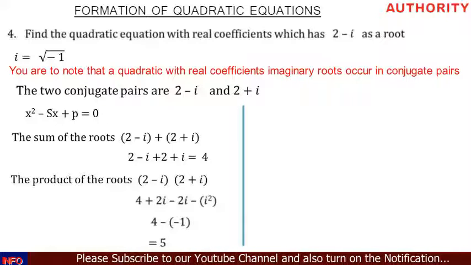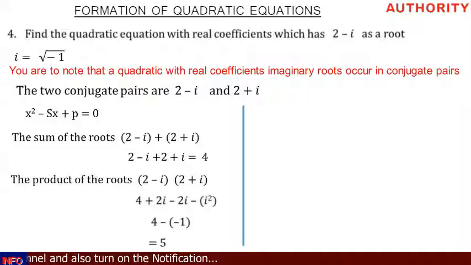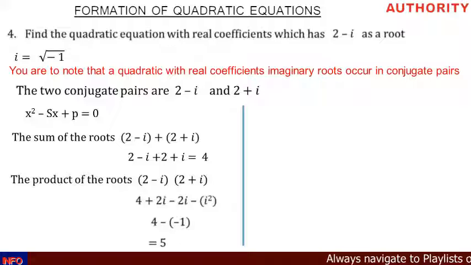So you know that i squared is the same as minus 1. So we have plus 2i minus 2i equal to 0. Then we have minus i squared, and i squared is the same as minus 1. So we have 4 minus in bracket minus 1. So minus times minus 1 gives us plus 1. So 4 plus 1 is equal to 5. Therefore we have the product of the roots to be 5.